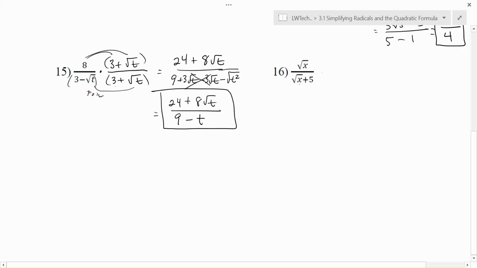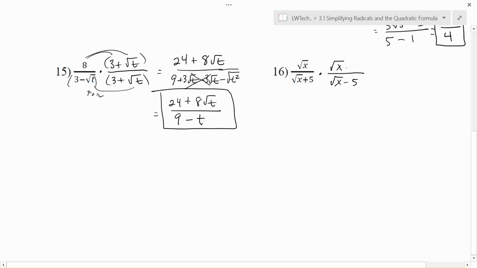For this expression, same deal. I have a squared on the top, so what? Don't care. On the bottom, though, I have a square root of x plus 5. I don't like the radical in the denominator, so I'm going to multiply by its conjugate because of the plus there. So instead of square root of x plus 5, I'm going to have square root of x minus 5.